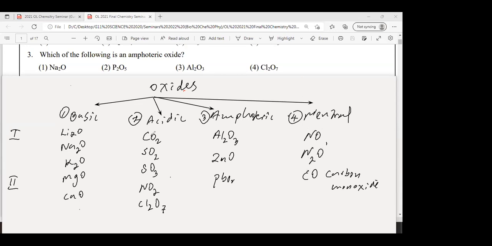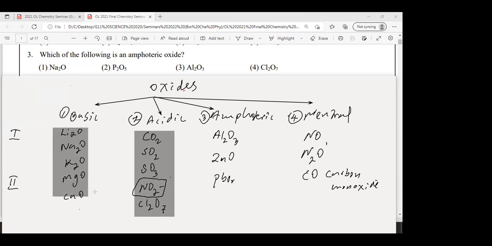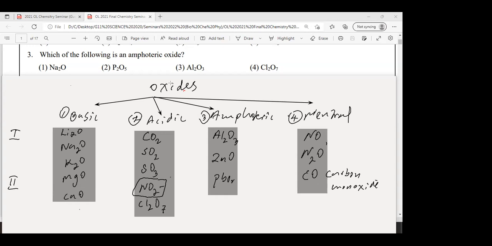And nitrogen dioxide is a colored one. It's brown. Right? Most of the acidic oxides are gaseous, while these are solid. So these are the 4 different types of oxides.